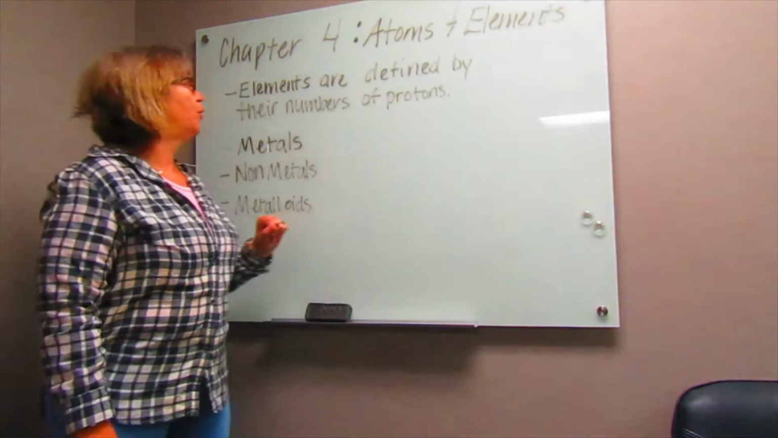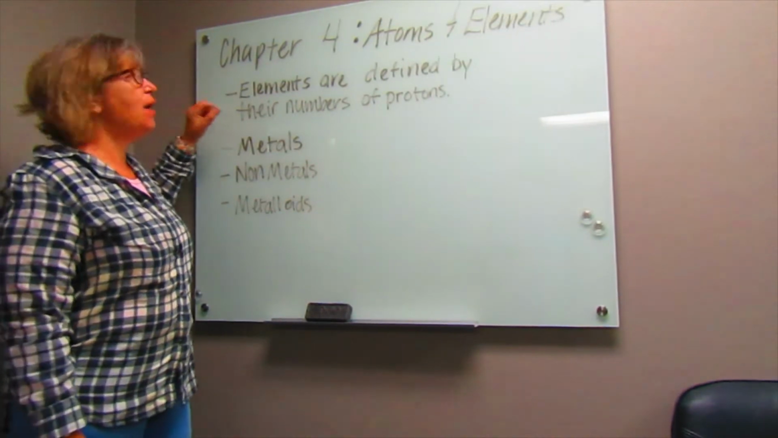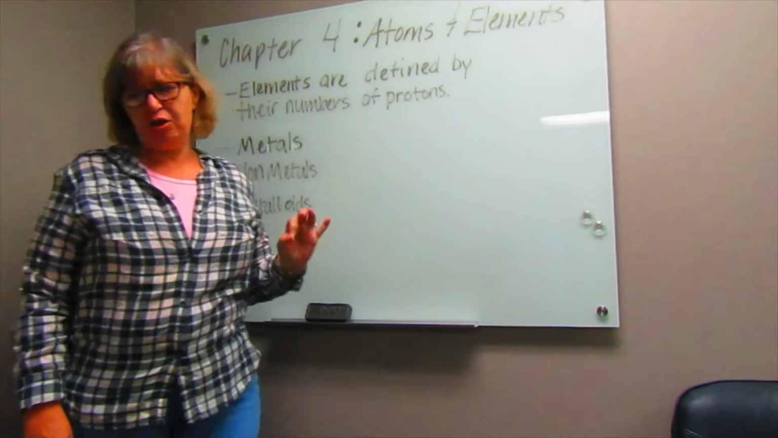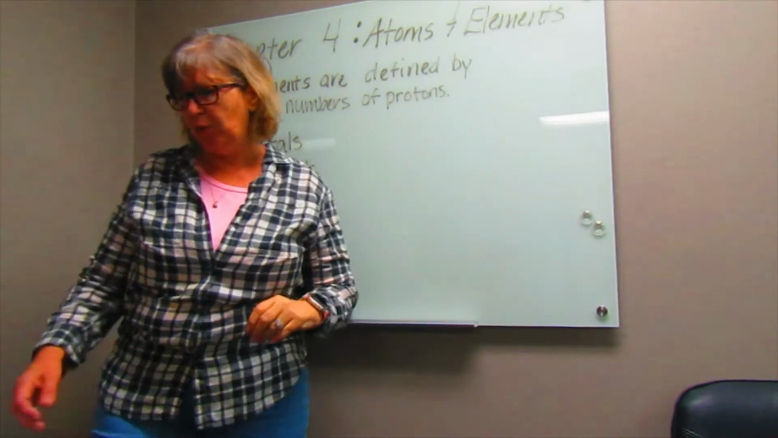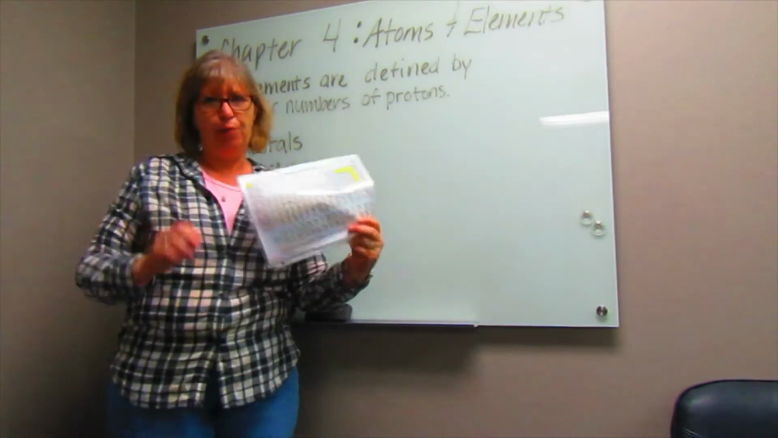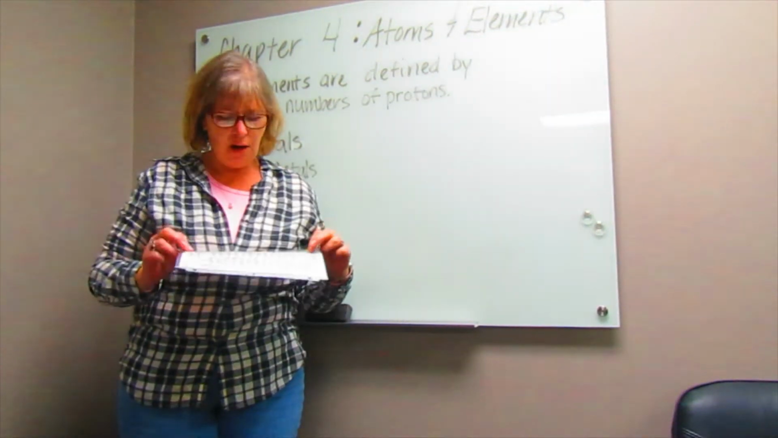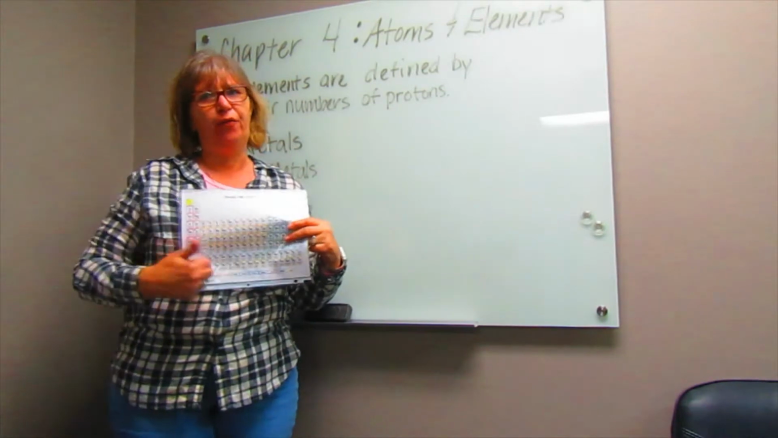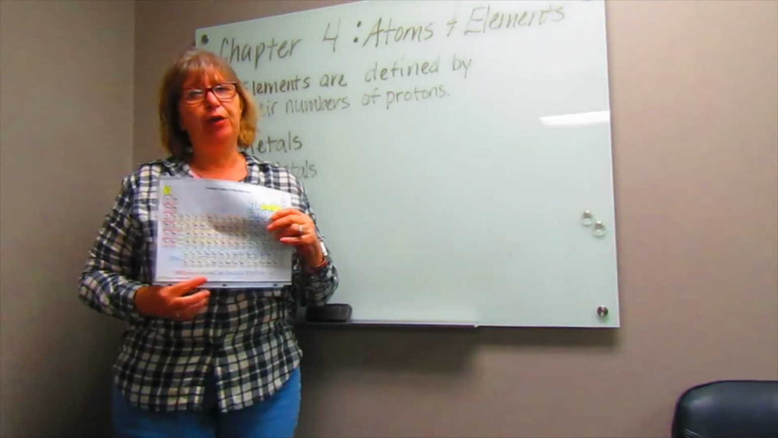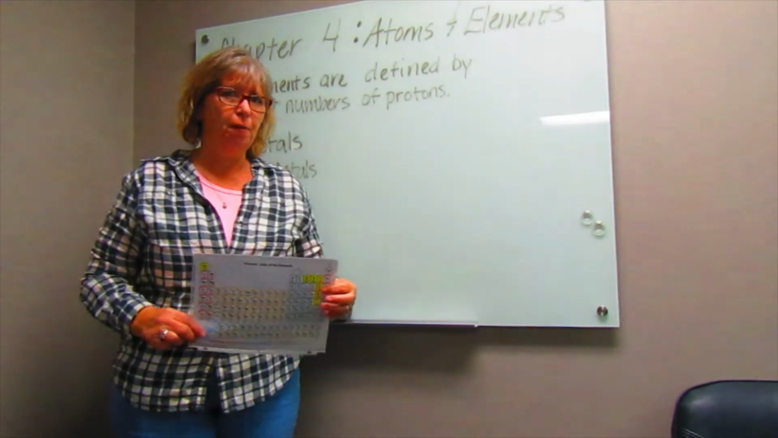For today's video, we're going to be going over Intro Chem Chapter 4, which is Atoms and Elements. In this chapter, we're primarily going to be working with the periodic table, so you need to grab one and have it handy. We're going to be discussing quite a bit of information from this periodic table, so I'd like for you to have one handy so you can follow along.